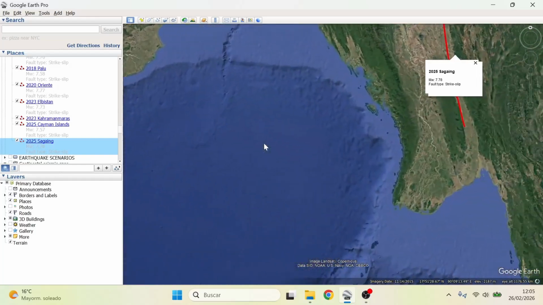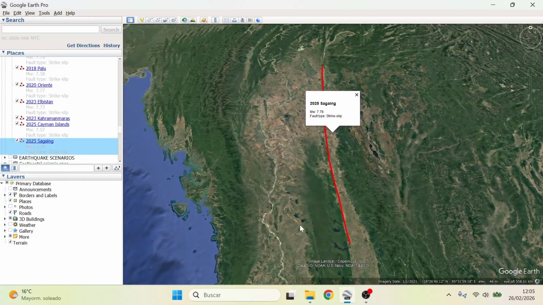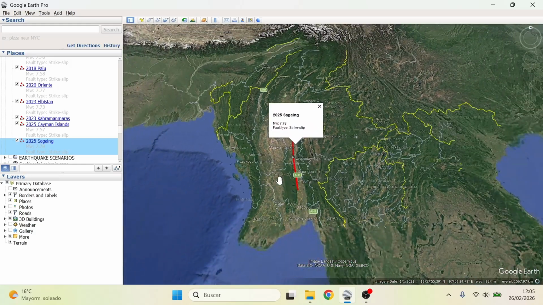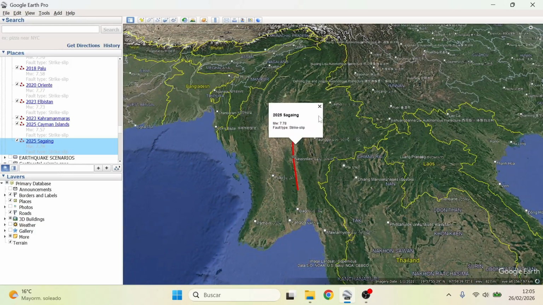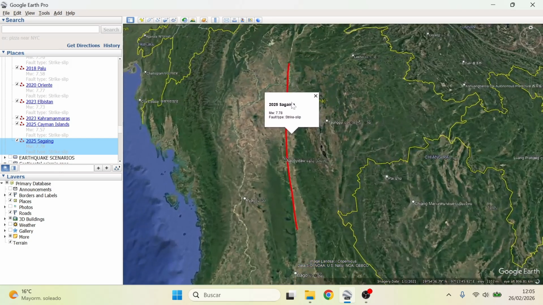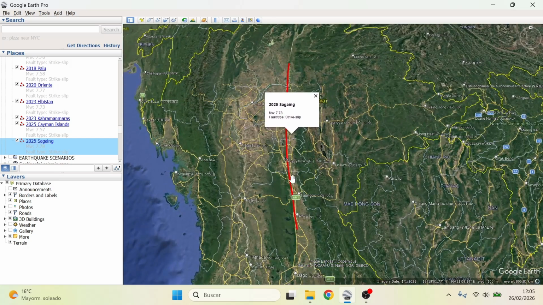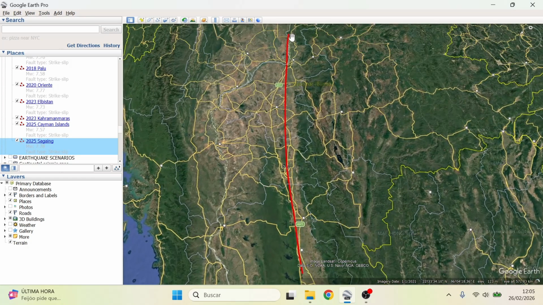And the most recent one is the 2025 Sagaing earthquake that happened here in the country of Myanmar in Southeast Asia. This was probably one of the biggest strike-slip ruptures we have had in recent time. It was measured 7.7 by USGS, but many agencies point out that it was at least a 7.8 or 7.9, or maybe even higher.